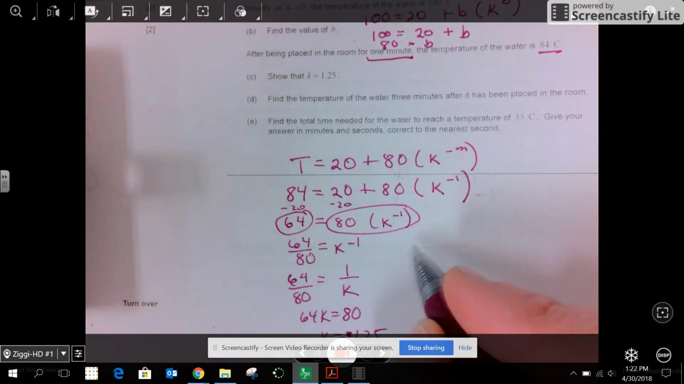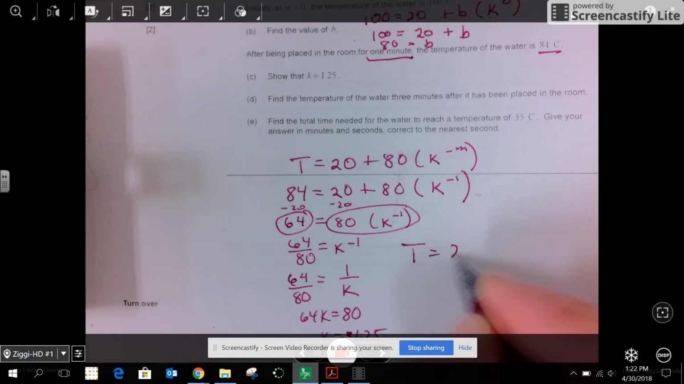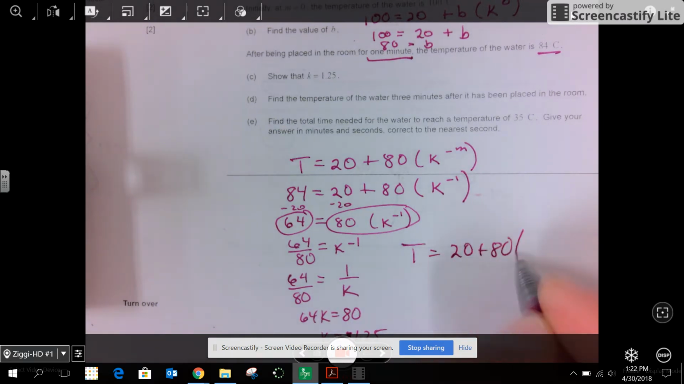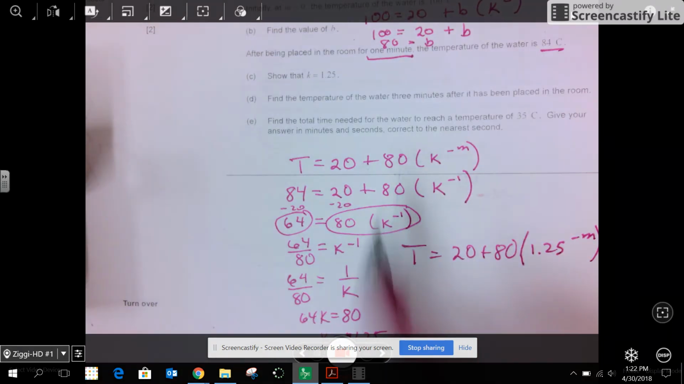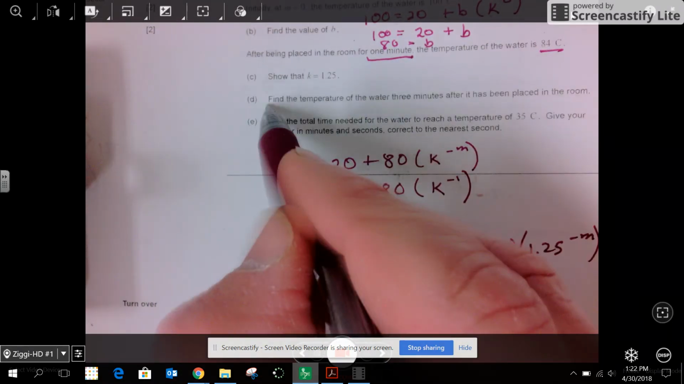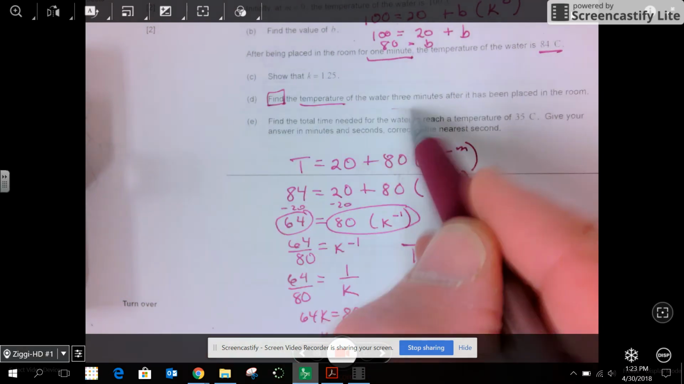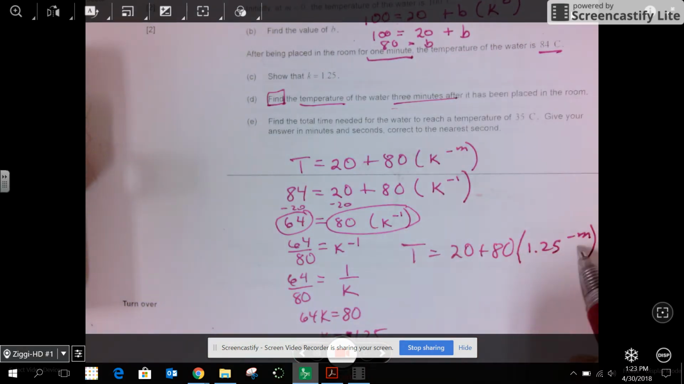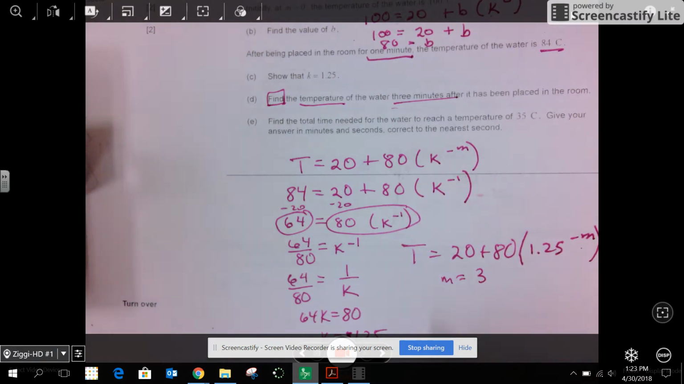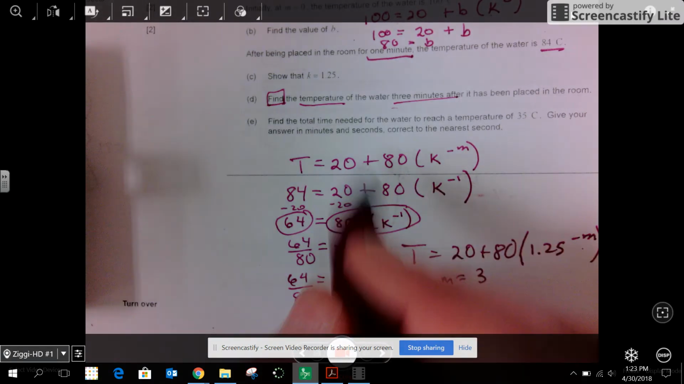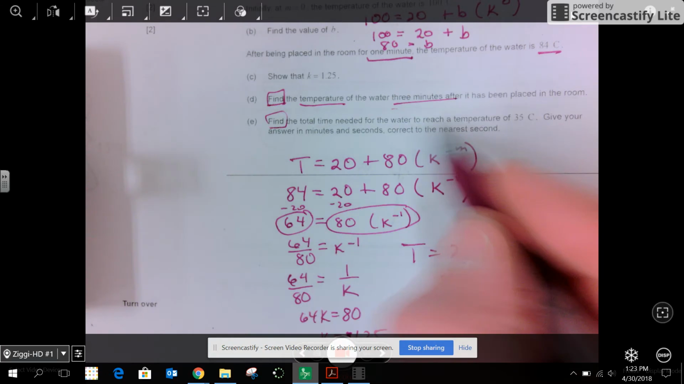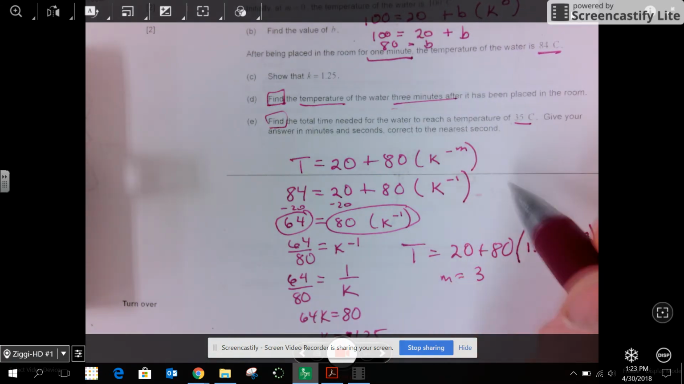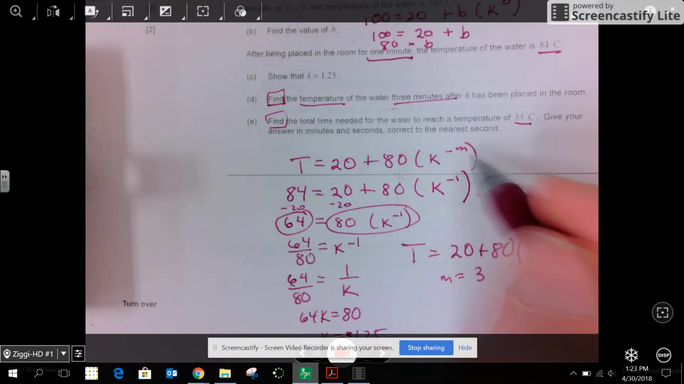So now we have our new equation, t equals 20 plus 80 times 1.25 to the negative m. So I have everything but m. Find the temperature of the water 3 minutes after it's been placed in the room. That means m equals 3. Plug it in. Evaluate on your table, or just plug it in on your main screen and see what you get. Find the total time needed for the water to reach a temperature of 35. Give your answer in minutes and seconds, correct to the nearest second.